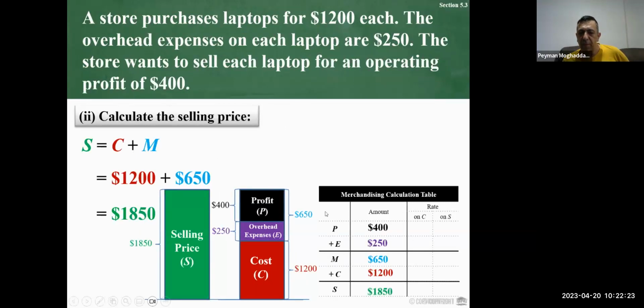Okay. We also can make this a merchandising table, where you can put the items there, and then you calculate based on that. But you guys can just use the equation. It's just a very simple question. Okay.